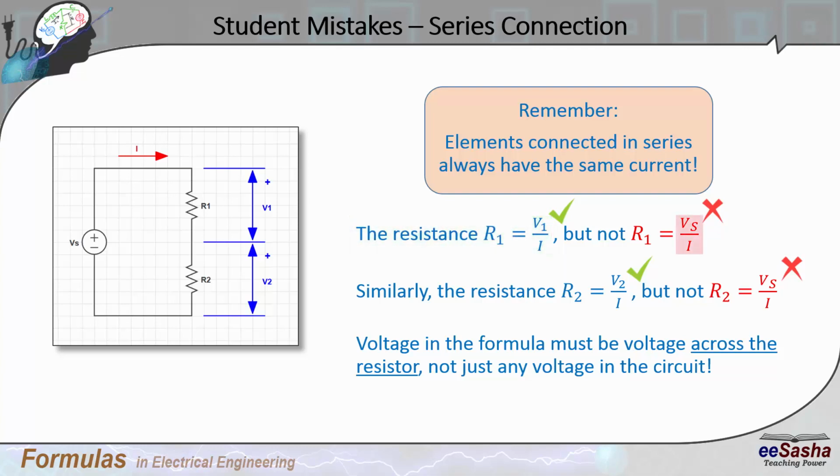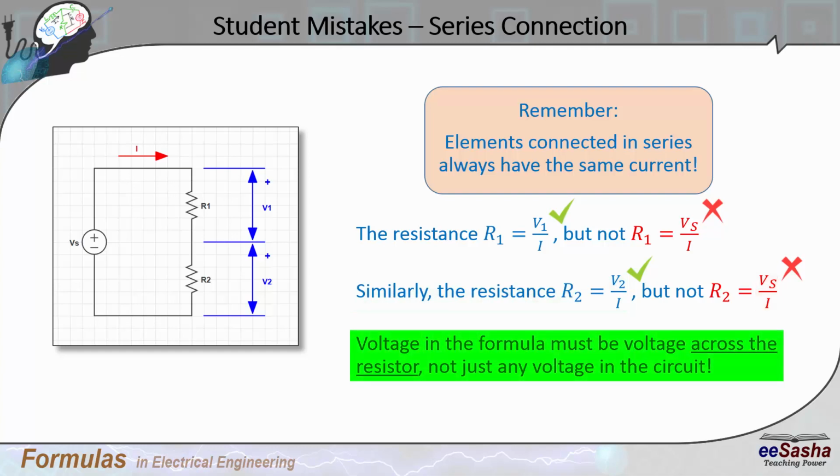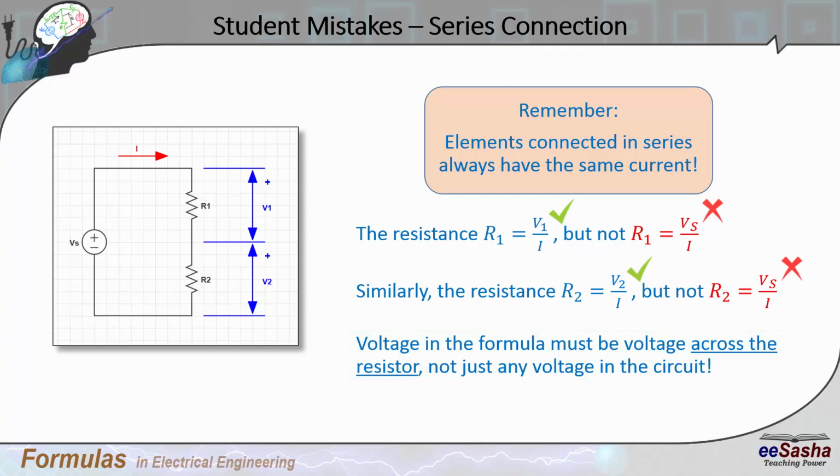The mistake is to divide voltage Vs with the current I. Similarly, the resistance R2 is V2 divided by I, but not Vs divided by I. Thus remember, voltage in the formula must be voltage across the resistor, not just any voltage in the circuit. And because current is the same for all the elements connected in series, doesn't mean that their voltages are the same.